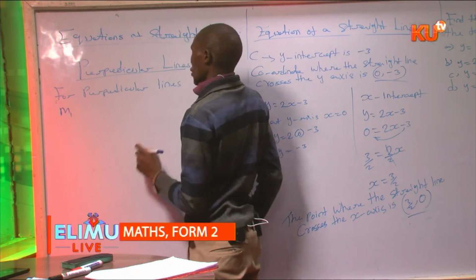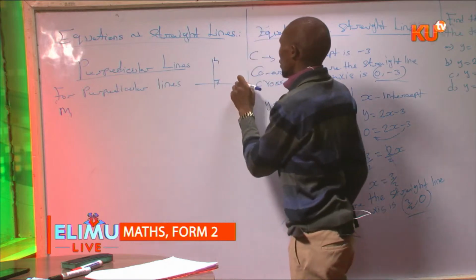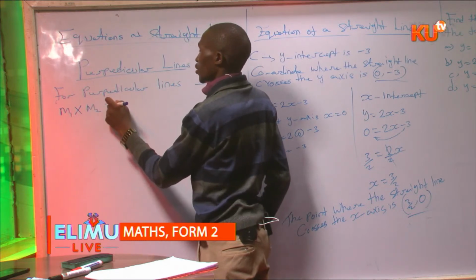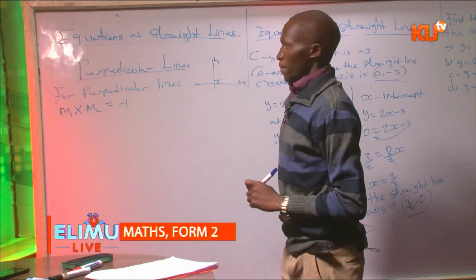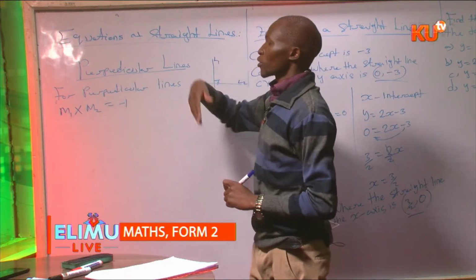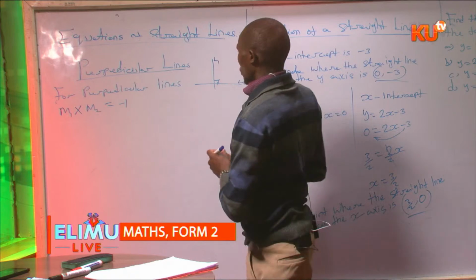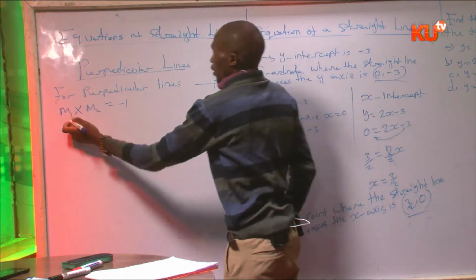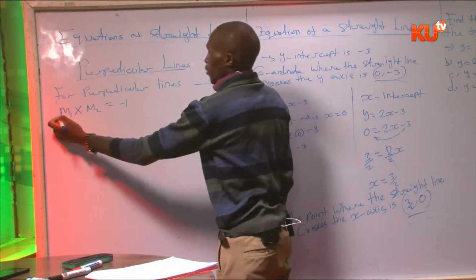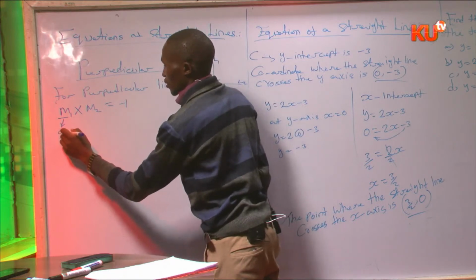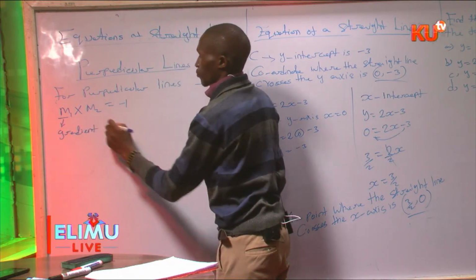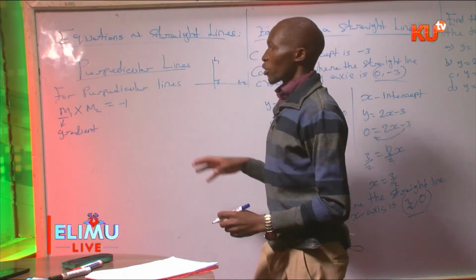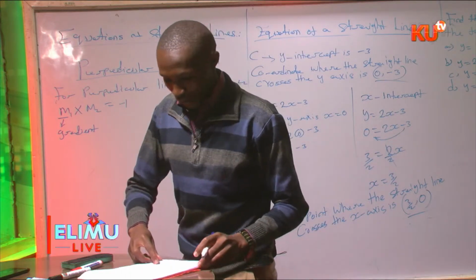For perpendicular lines, the gradient of the first line, L1, times the gradient of the second one, L2, equals -1. Using this relationship, you can find an equation given another one. So m1 times m2 equals -1. M here is the gradient, don't forget that. This is the gradient of the first line, and then you have the gradient of the second one. When you multiply them, you get -1.